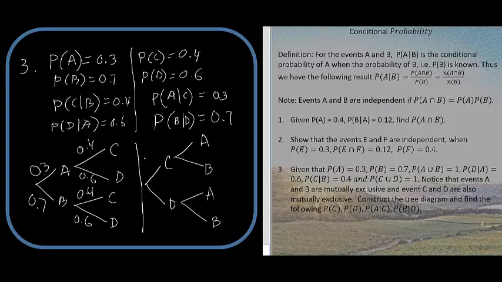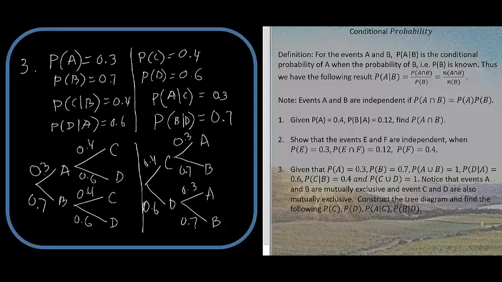Probability C is 0.4. Probability D is 0.6. Now A given C, C is known. A given C is 0.3. So then B given C will be 0.7. Now A given D, we don't know, but we know B given D. So B given D is 0.7. That one will be 0.3.